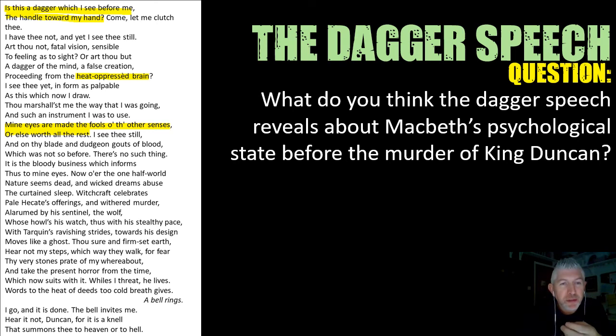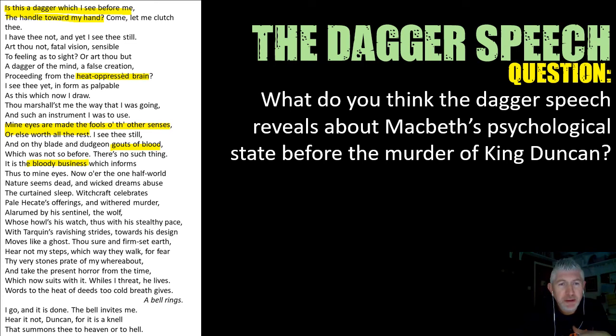He talks about the bloody business. What does that suggest about his mindset, what he's thinking about? Gouts of blood appear on the dagger. It starts off as a clean dagger, but as the speech develops, it gets bloodier and starts to have blood stains all over it.